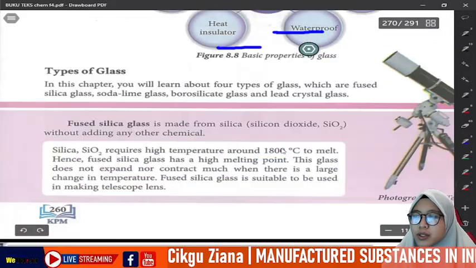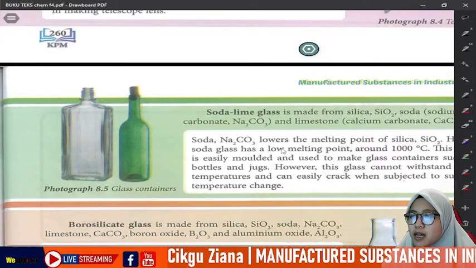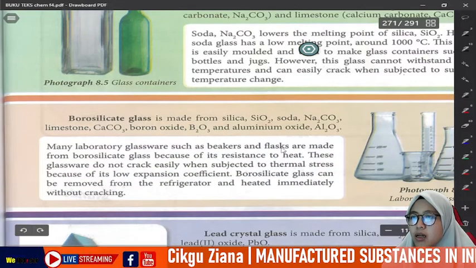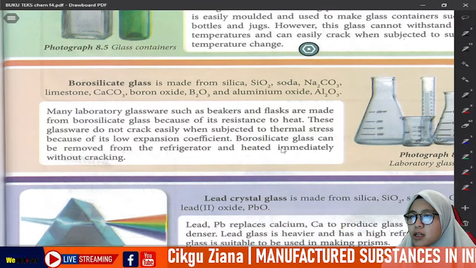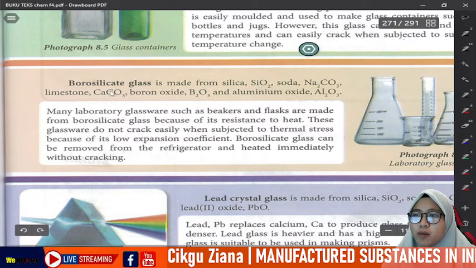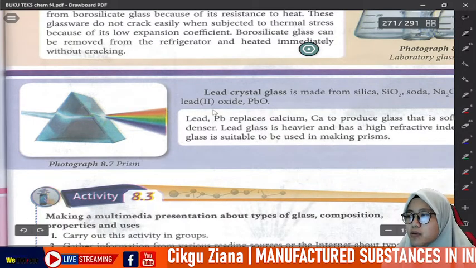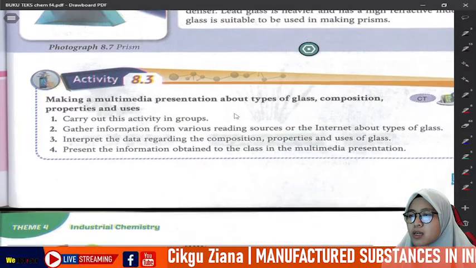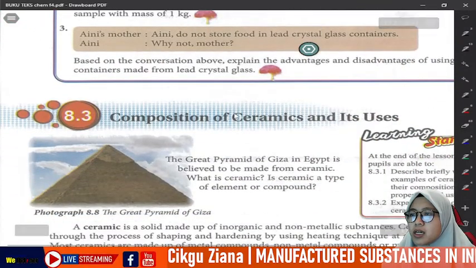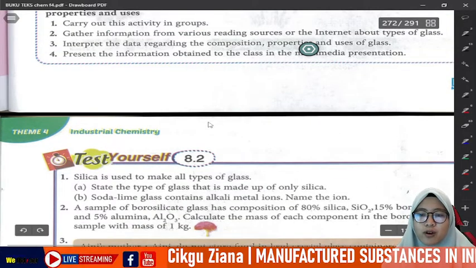Okay. So soda lime glass. And then borosilicate glass. Okay, laboratory glass untuk buat bahan-bahan dalam makmal. Selalunya sebab tu lah dia tahan kepada haba, because it is made from the borosilicate glass. Okay, and lead crystal glass is made from silica, soda, and lead oxide. Okay, dah habis. That's all for the glass.